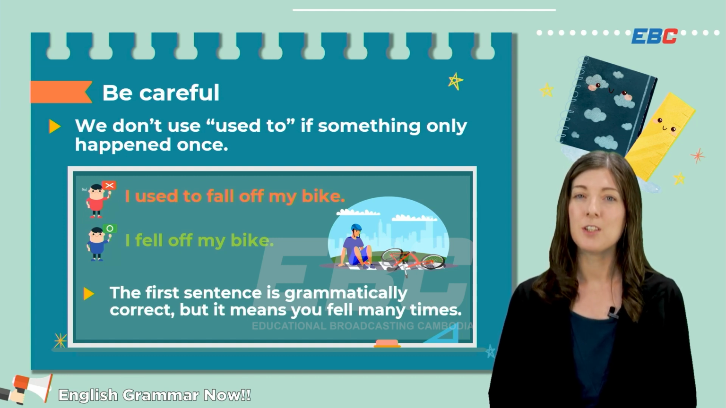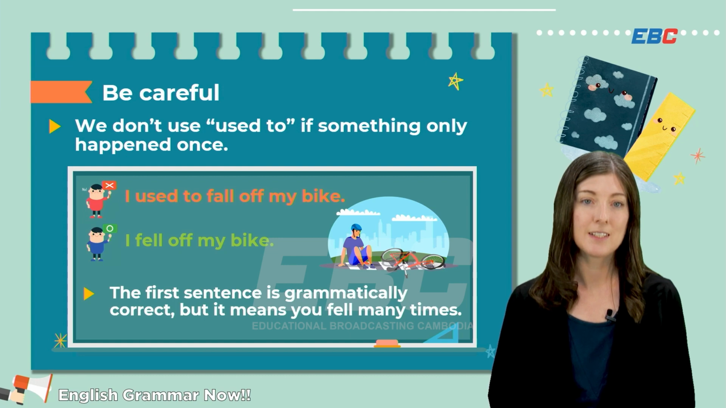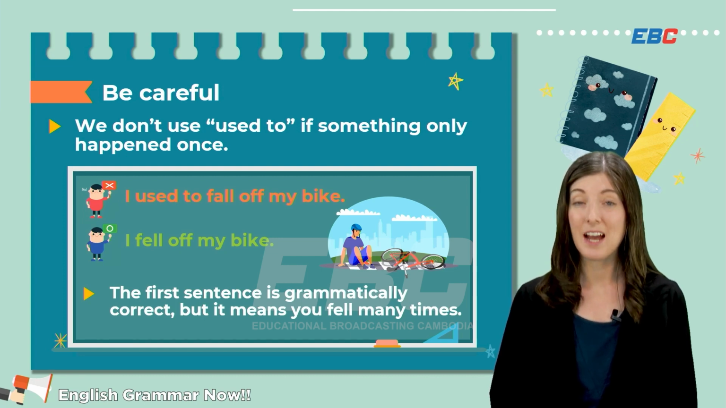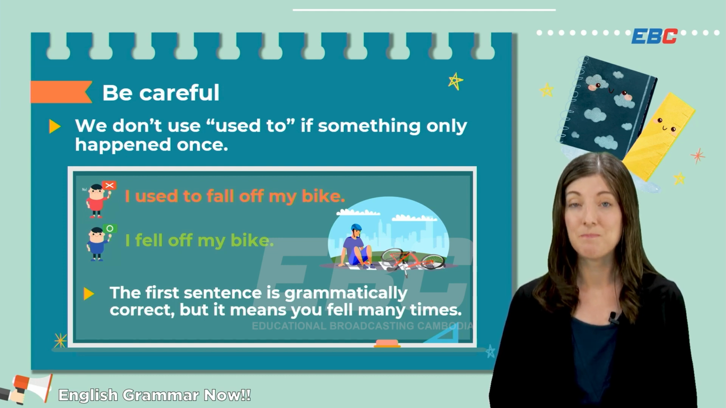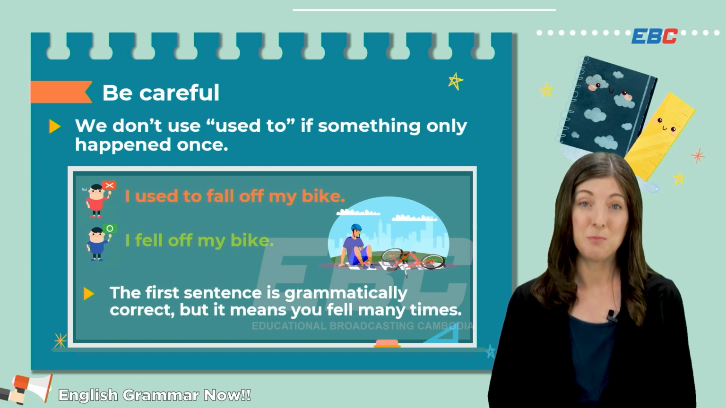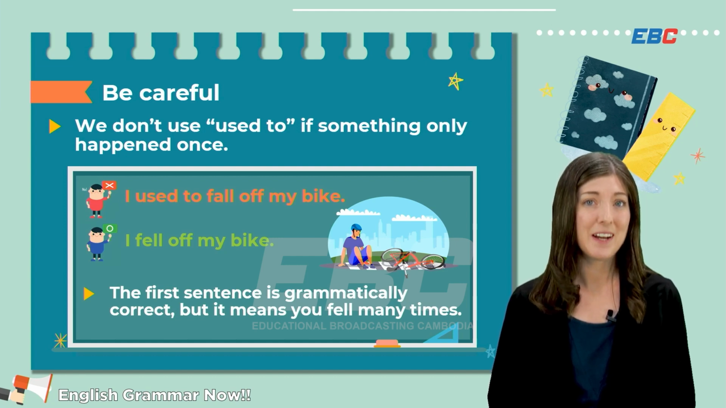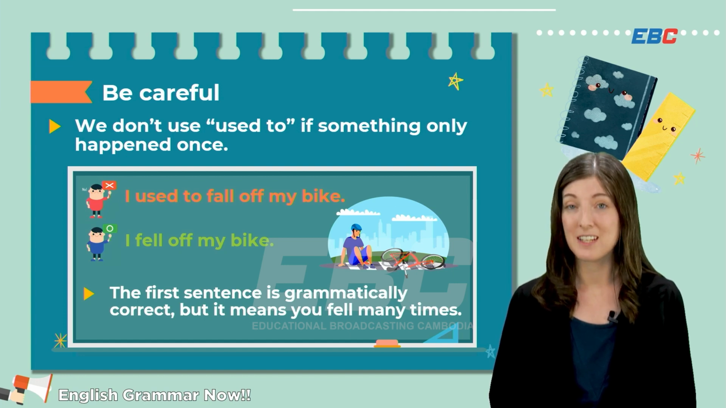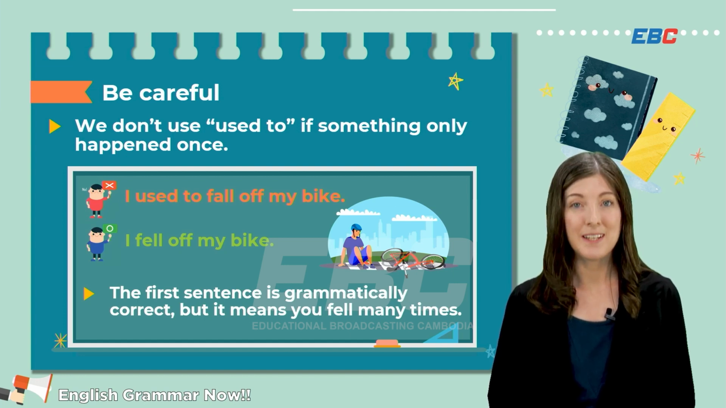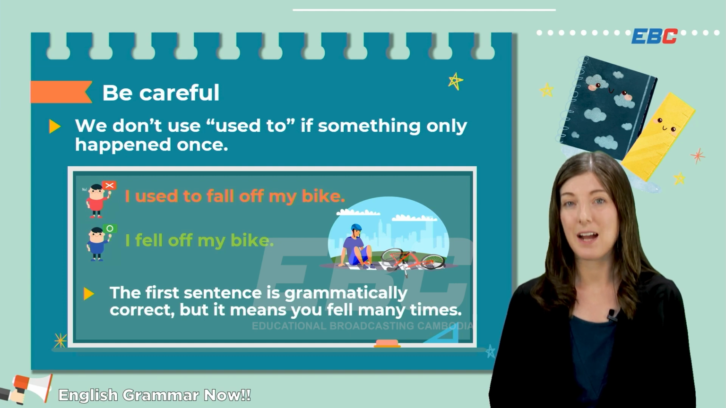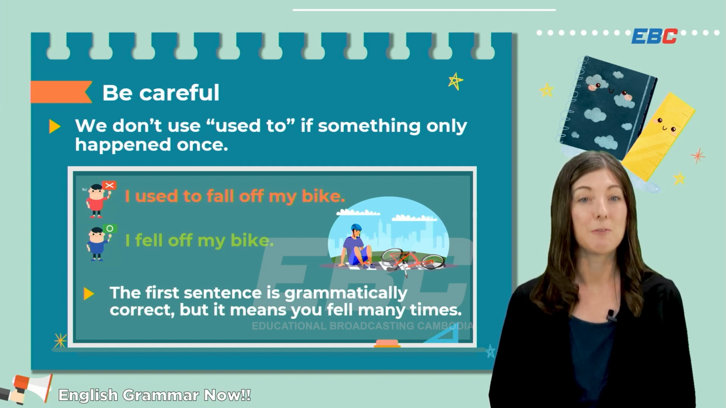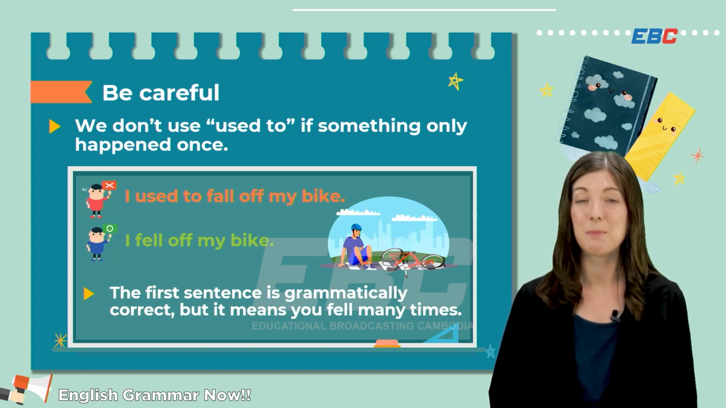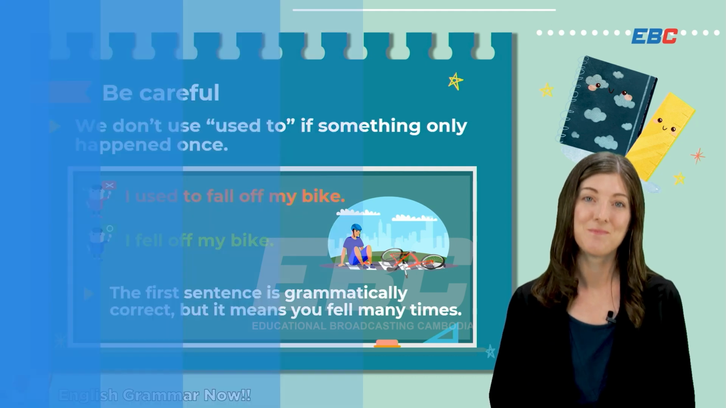If we use "used to" in this case, it means it's something that happened many times. So if that is what you mean, then you could say, I used to fall off my bike. Maybe it happened often. But probably we would make a sentence in the past simple. I fell off my bike, because it happened only one time.